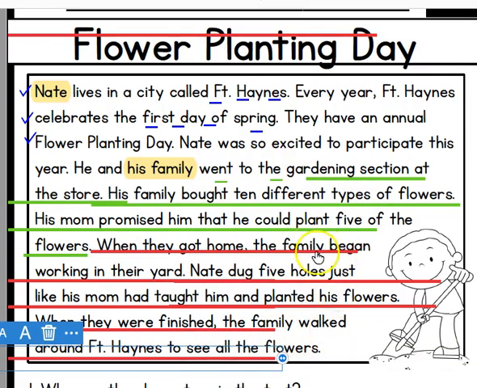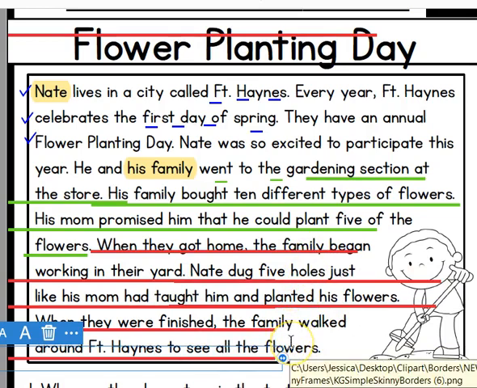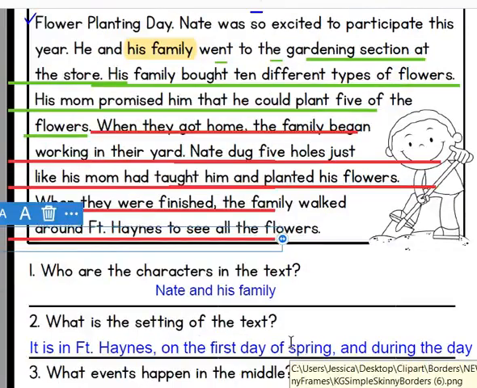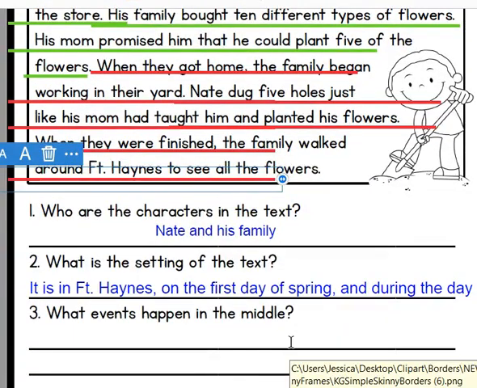And then they get to the ending where they're actually at home and planting them, and then after they planted them, they walked around to go see everything. So let's move this up. What events happened in the middle?